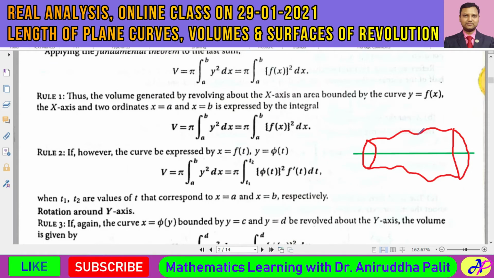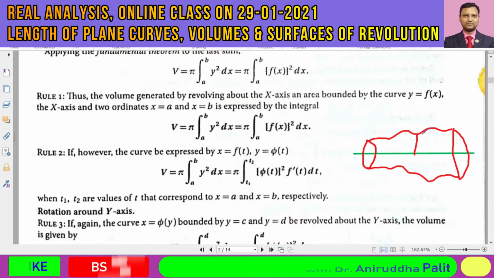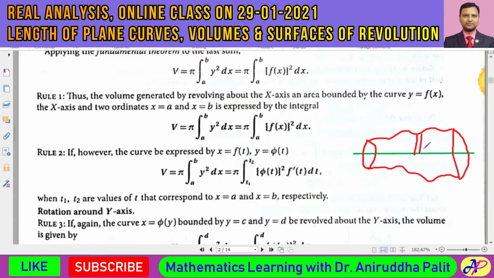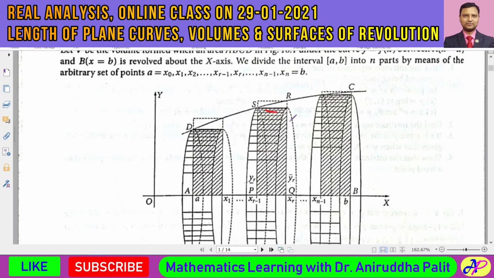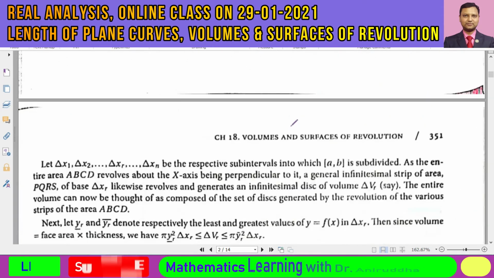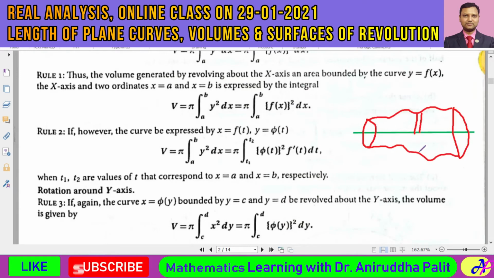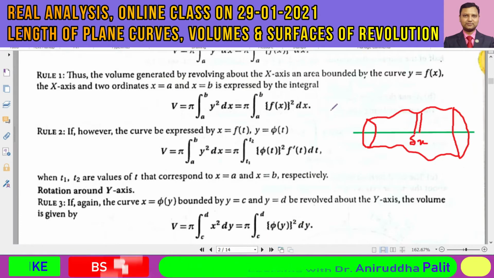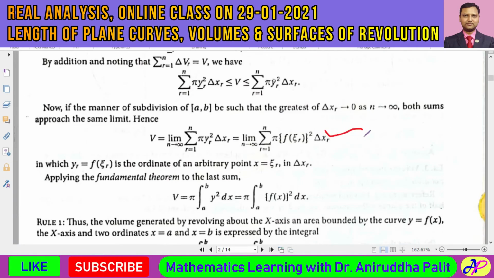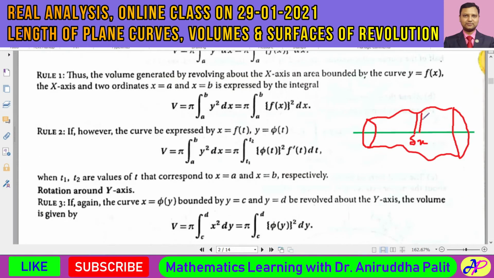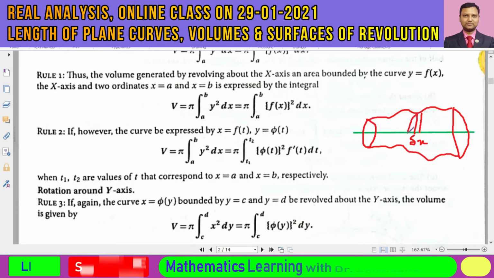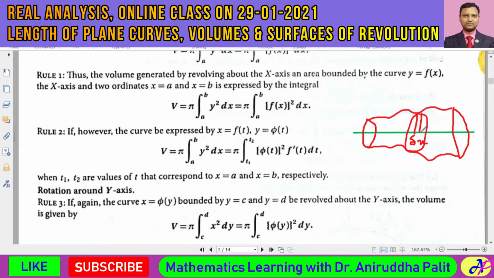How to find out the volume of revolution? You just consider a very elementary shape. And then just like the previous picture, you can consider a very small strip. Suppose this strip is of width delta x, as proposed over here. Now if you rotate it, what will you get? You will get a cylinder.